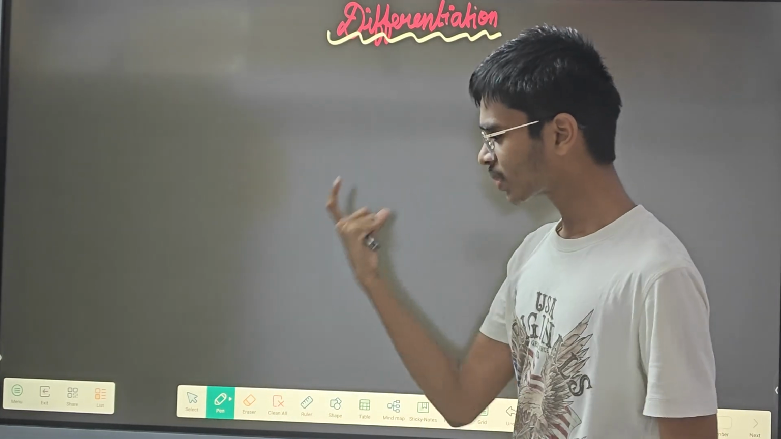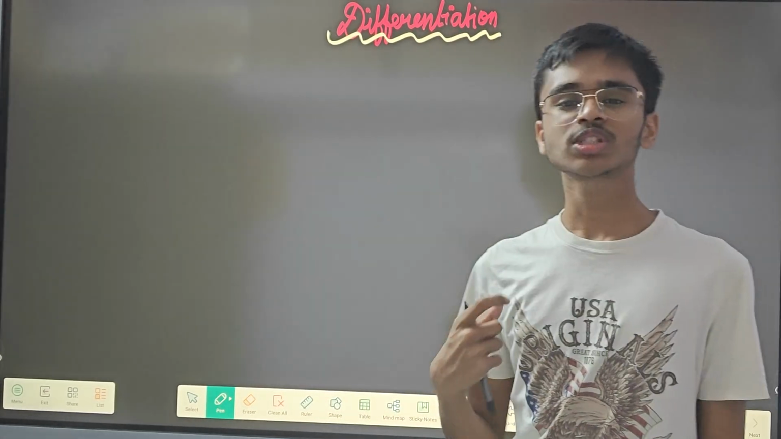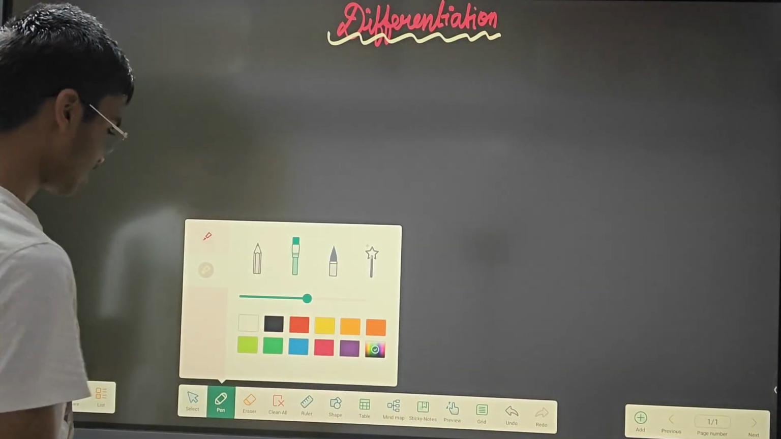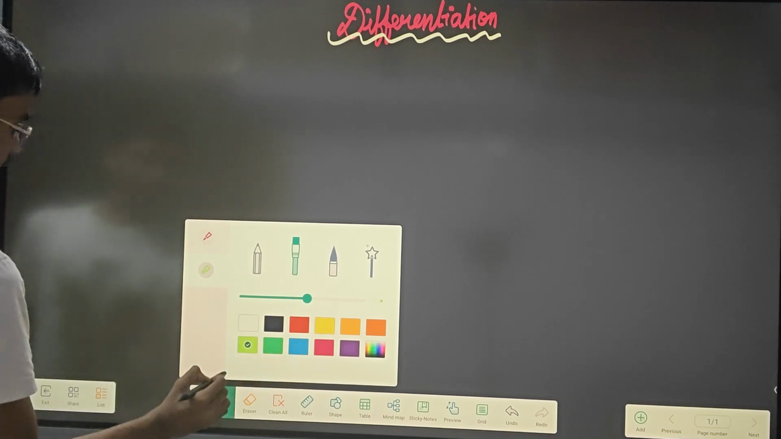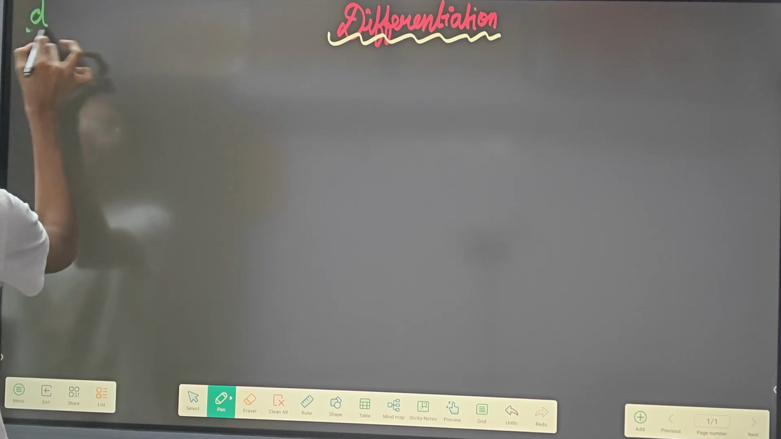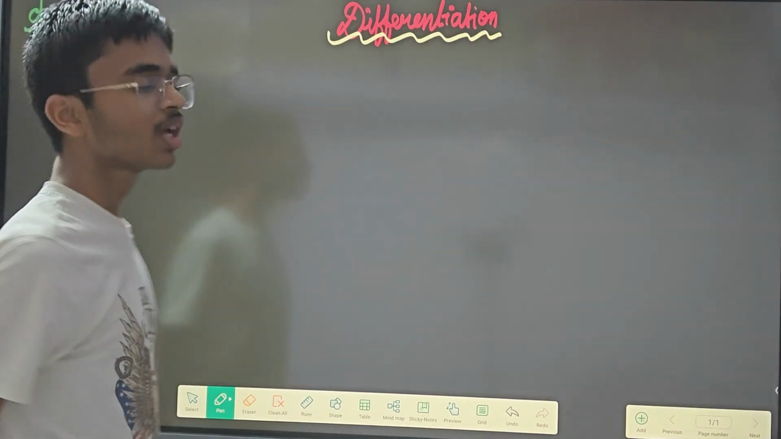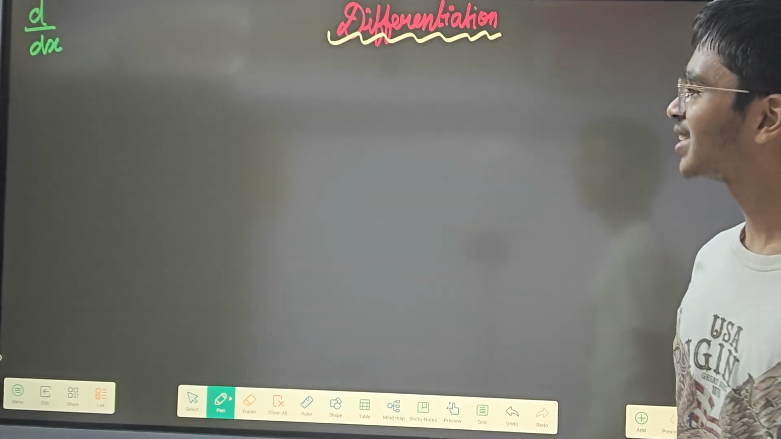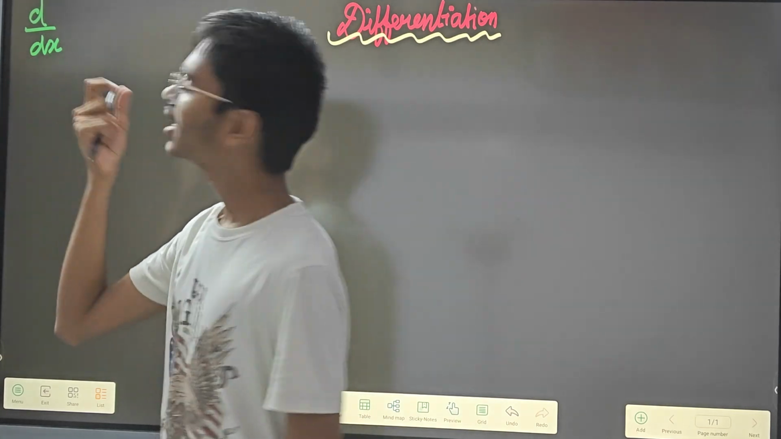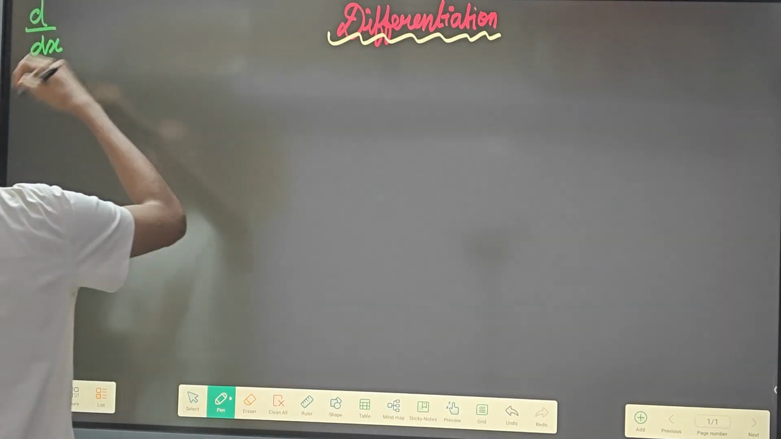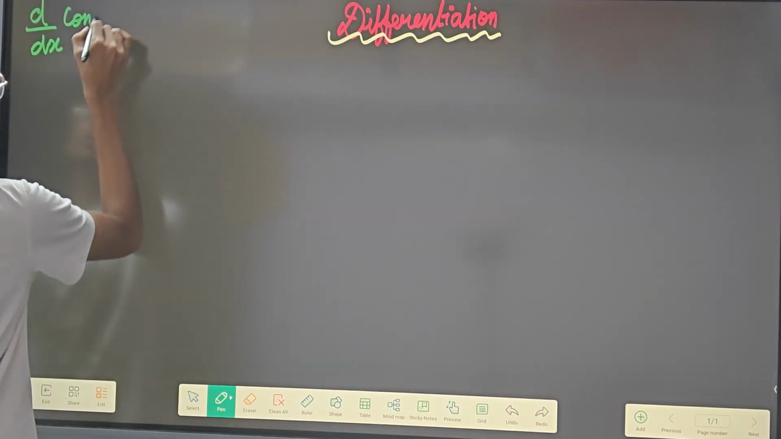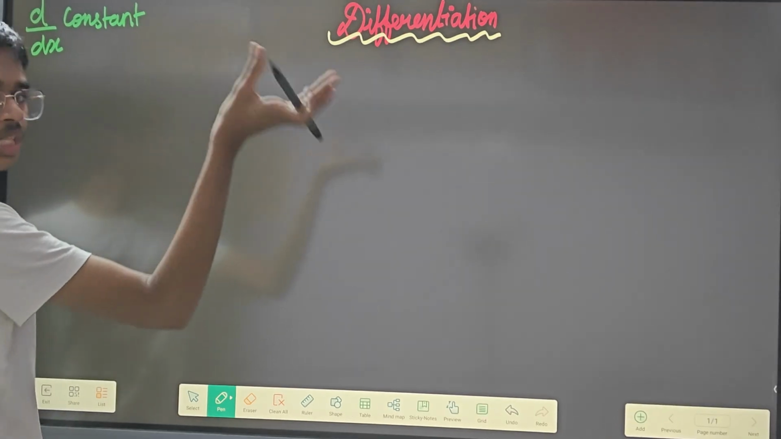Before getting into this lesson, we have to know some formulas which are very important. The first formula is the differentiation of a constant. By the way, if you have seen differentiability, then you would know the notation we use to represent differentiation. It is represented by d by dx. So d by dx of a constant is the first thing. k always represents a constant, and it is equal to k.